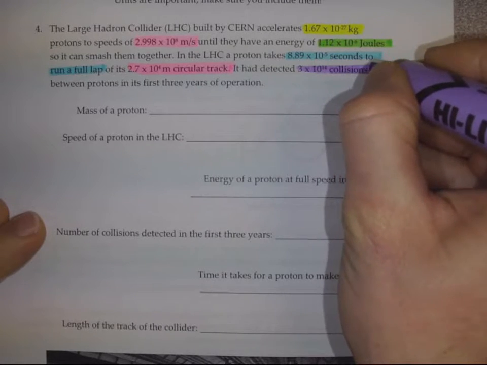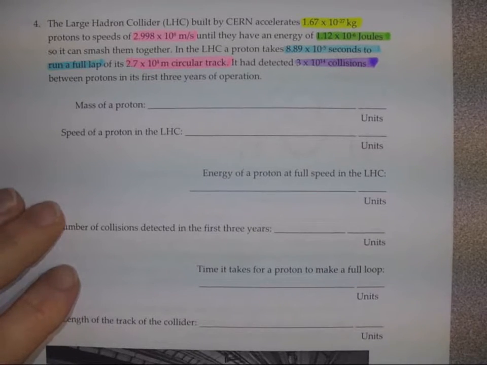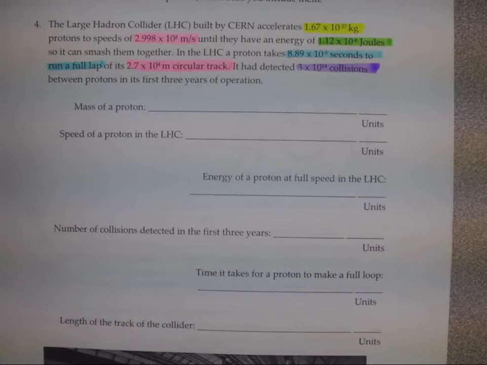3 times 10 to the 14 collisions. All right, so it looks like we got lots of values. And we got to start with the mass of the proton.